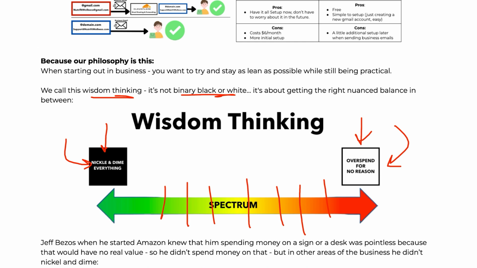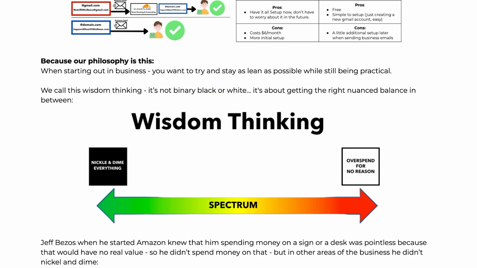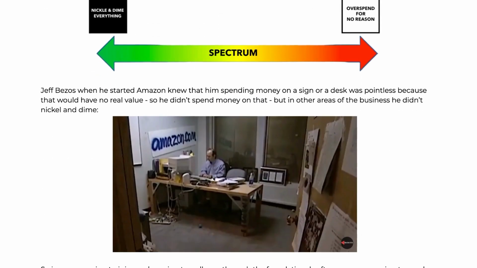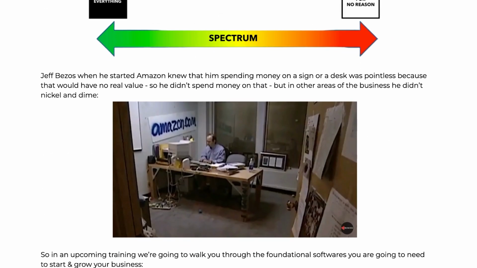And that's exactly why Jeff Bezos, the founder of Amazon, when he was starting out, knew that spending money on a sign or a desk was going to be pointless. It wasn't going to offer any real world value. This is a picture of his original desk. He has a sign that's just spray painted on there, and his desk is made out of a door.